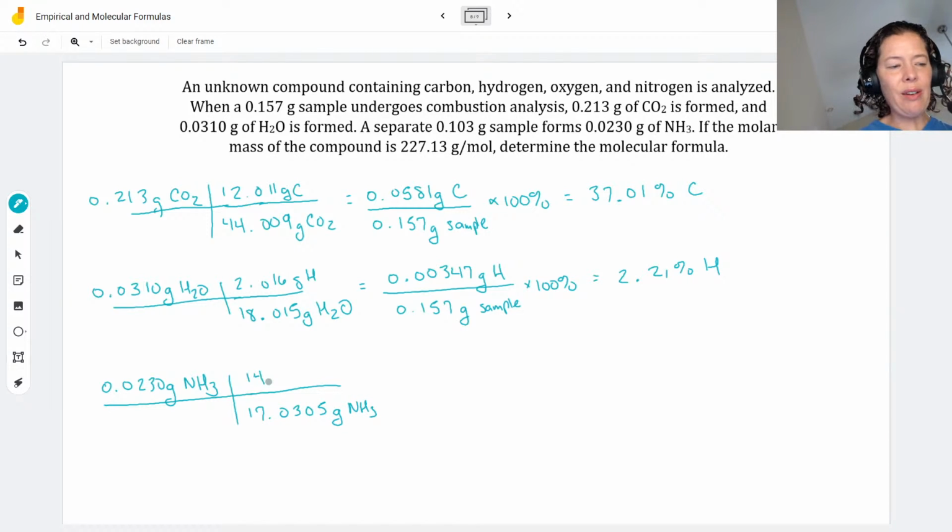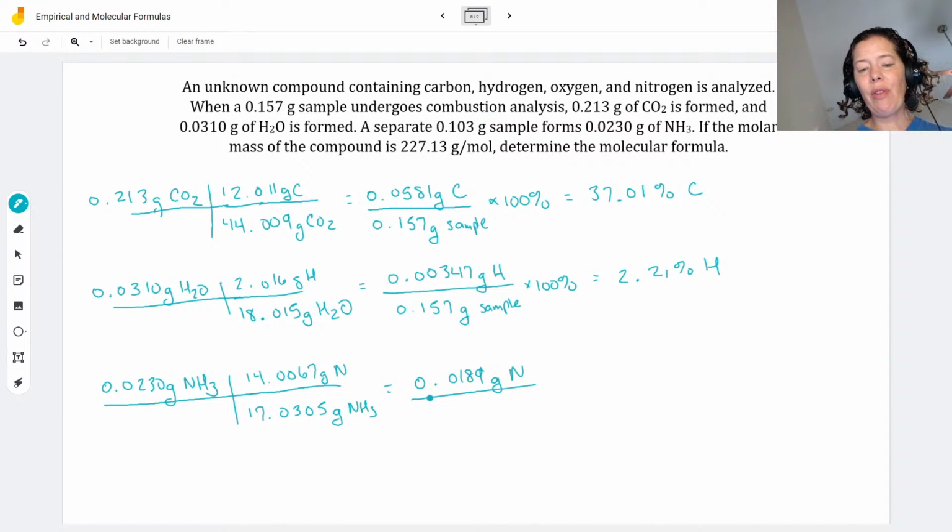And my molar mass of nitrogen in the numerator. All right, and that gives me 0.0189 grams of nitrogen. Now here's where it's really important to remember that this sample of ammonia came from this separate sample of our unknown compound. So my mass now is 0.013 grams of sample times 100%. And that gives me a percent nitrogen of 18.35%.